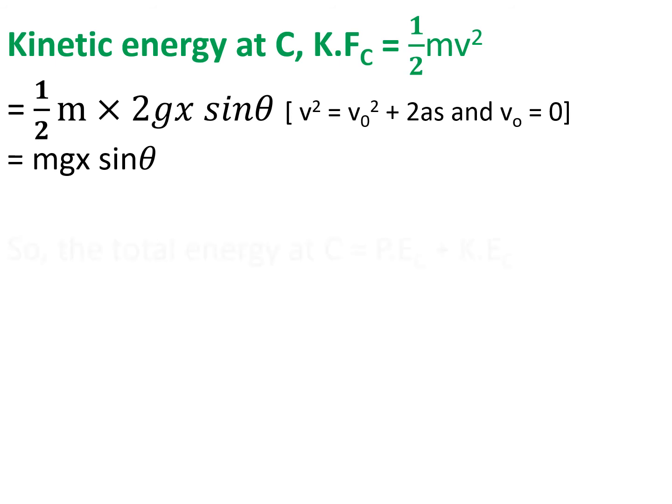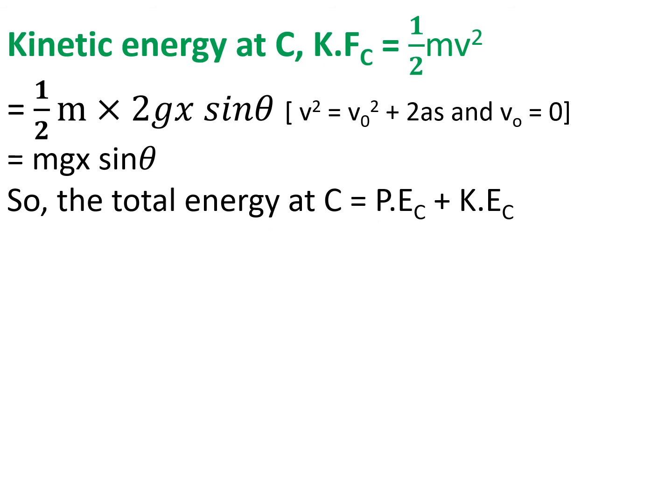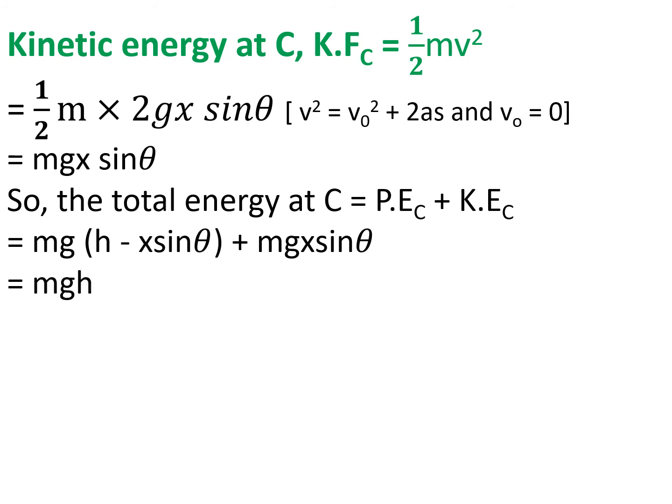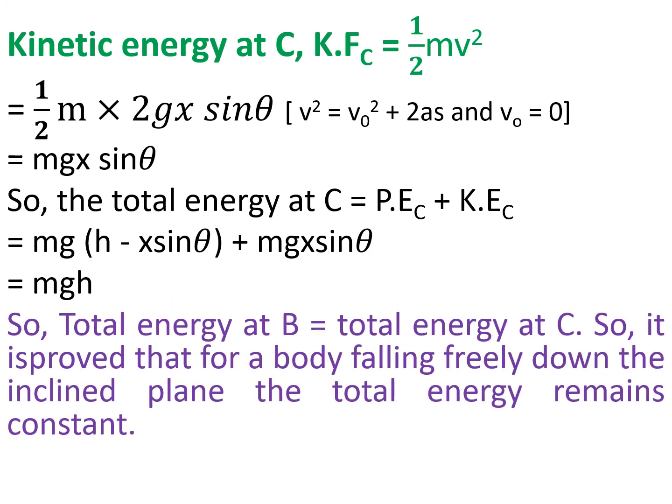So the total energy at C is potential energy plus kinetic energy: mg(h minus x sin theta) plus mgx sin theta. From this we get mgh. So the total energy at B equals the total energy at C. So it is proved that for a body sliding down the inclined plane, the total energy remains constant.